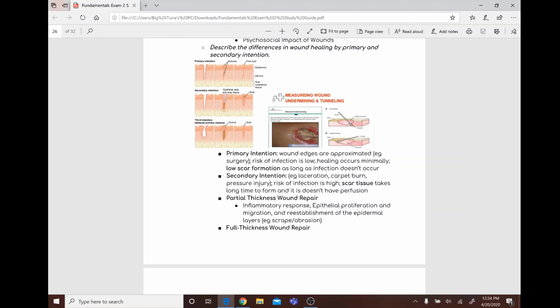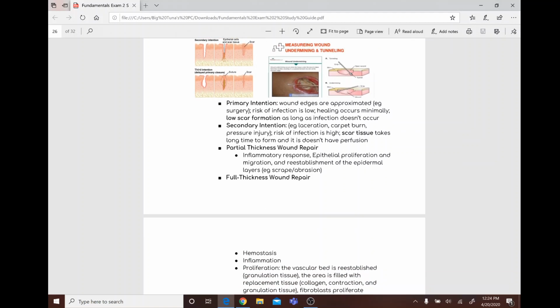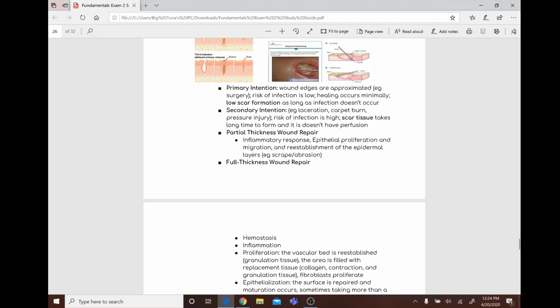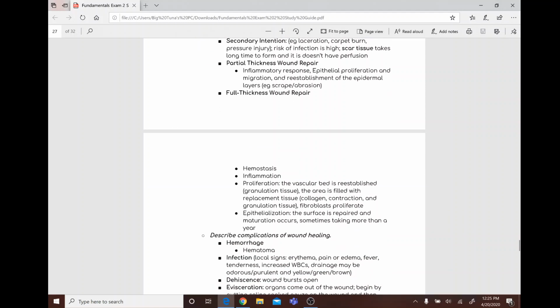Tell me about wound healing by secondary intention. It's like a laceration, carpet burn, or pressure injury. Risk of infection is high. Scar tissue takes a long time to form, and it does not have perfusion. Tell me about partial thickness wound repair. Inflammatory response, epithelial proliferation and migration, reestablishment of epidermal layers, such as scrape and abrasion. Tell me about full thickness wound repair.